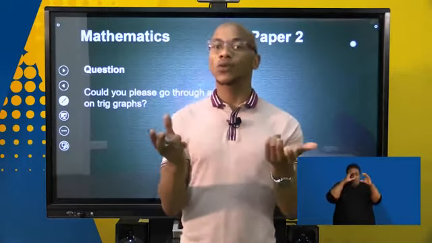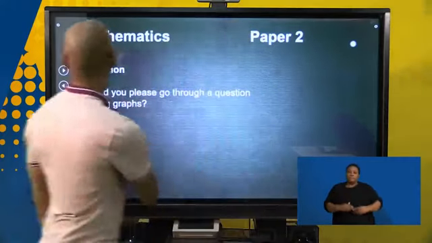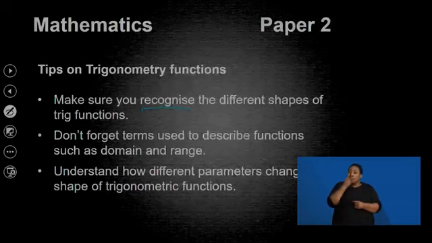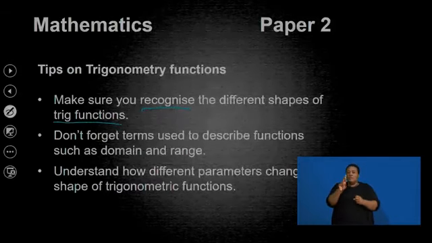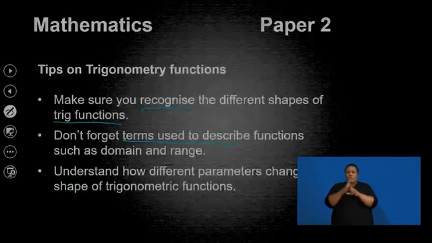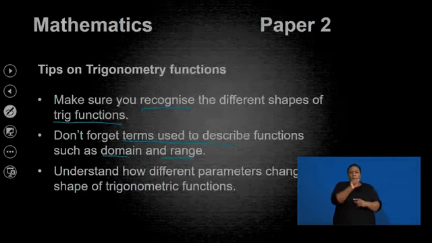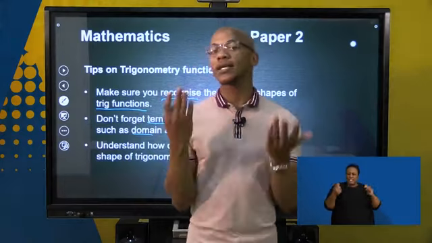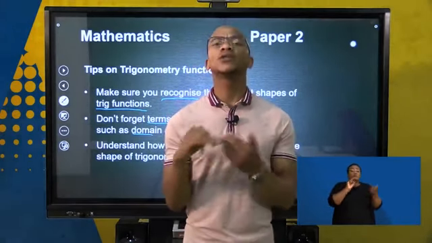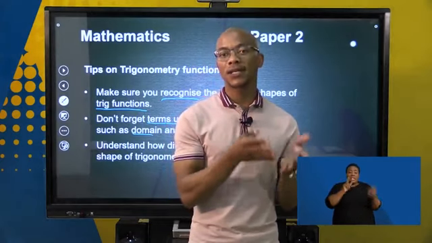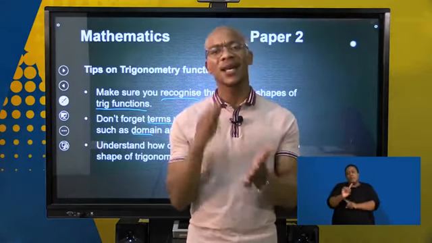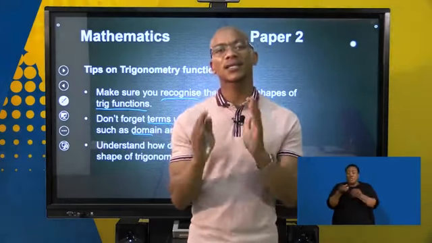But in specific, let's look at a question from past papers. Before we do that, you need to make sure that you recognize the different shapes of the trig functions. Also, don't forget terms used to describe the functions, such as your domain and your range. And lastly, understand how different parameters change the shape of a trigonometric function. What do we mean? If they say it is shifted 1 unit up, what does that change? If it is shifted 30 units to the right or to the left, what does that mean? What stays the same and what changes? Those are the things you need to look out for.